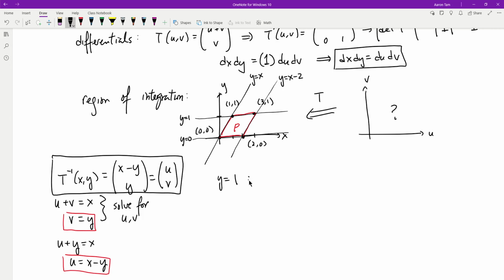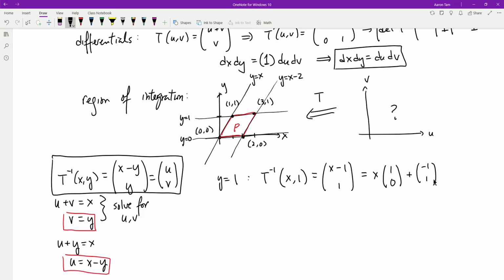So what happened to y equal to 1? Therefore, I would form T inverse of x, 1. And therefore, it will come out to be, based on what I have, x minus 1, 1. So the question is, what is that? Well, notice that that is actually a parametric representation. So I'm going to separate it. I'm going to pull out an x, and now I have x times the vector 1, 0 plus negative 1, 1.